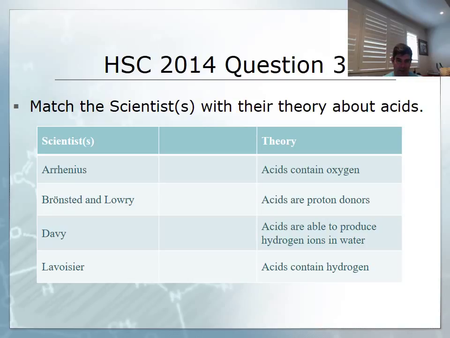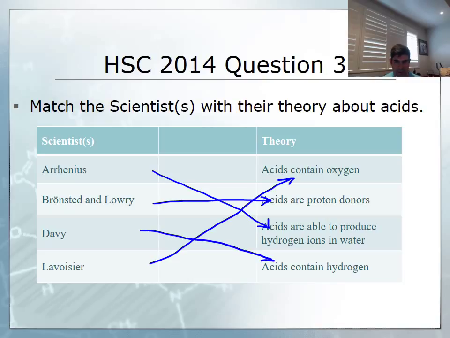Well, the Lavoisier theory is the one that relates to oxygen. The proton donor is the Bronsted-Lowry one, which we've just looked at. The acids are able to produce hydrogen ions. Well, that's the Arrhenius definition. And Davy is the replaceable or displaceable hydrogen ions to produce hydrogen gas from a solution. So Davy is the displacement, and there's our order.